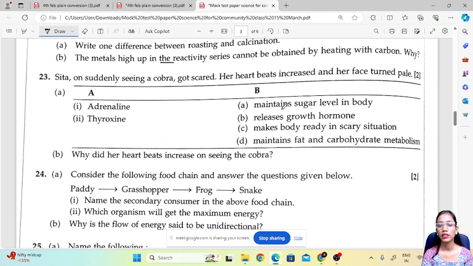Adrenaline maintains sugar level in the body, releases growth hormone, makes the body ready in a scary situation, maintains fat and carbohydrate metabolism. So we know that the correct option for adrenaline is makes the body ready in a scary situation. So over here the option is 1. Thyroxine, we know that it maintains fat and carbohydrate metabolism, so D is the correct option.